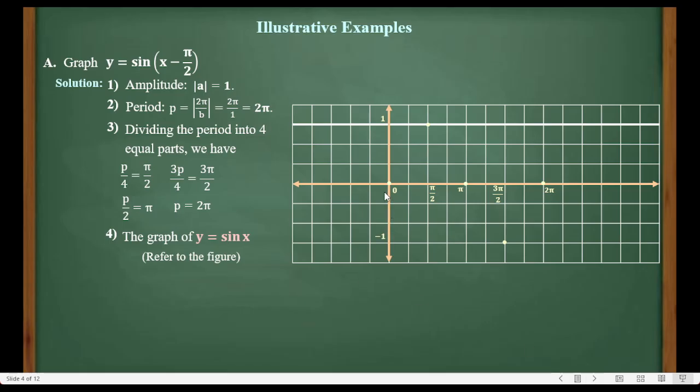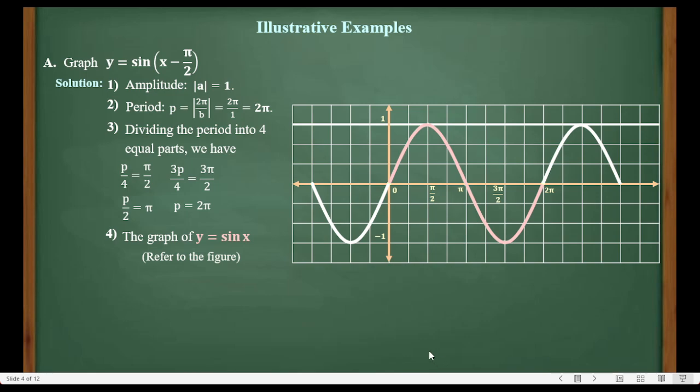Then, using those plotted points, we use a smooth curve to connect them. My emphasis here is the orange, this light red color. The portion of the graph is the period, and the excess of the graph is a portion of the other period, both left and right.